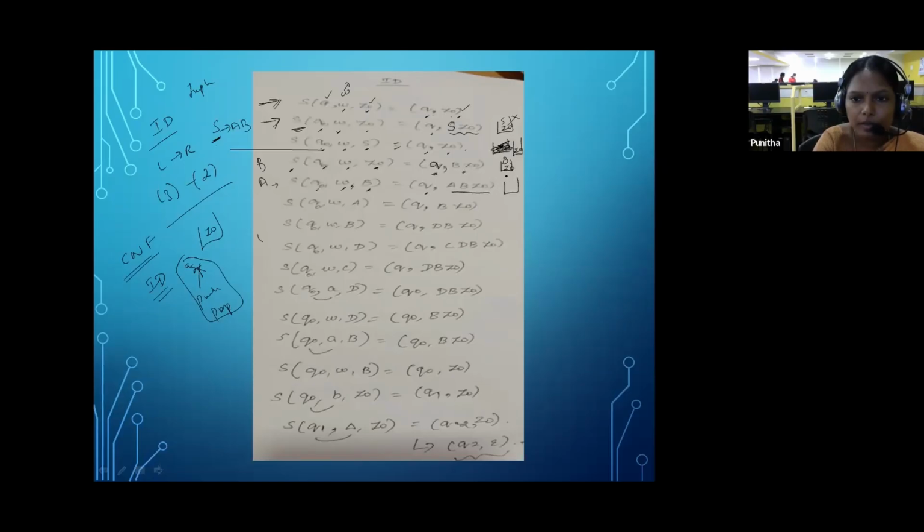So if I perform the push operation, A will be inserted into the stack. Now the status of the stack will be A B Z naught. Okay, next step. Next step, what do I have to do?